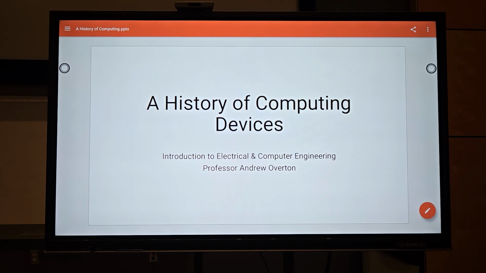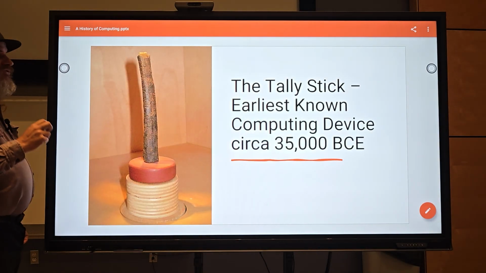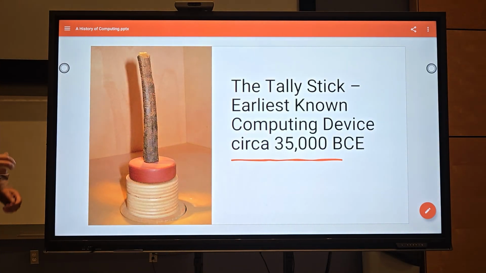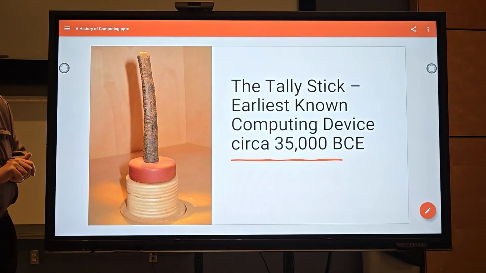All right, so this week we're going to have a discussion about the history of computing devices, today and Wednesday. The first earliest known computing device that we know of is the tally stick. Here's an example of one.